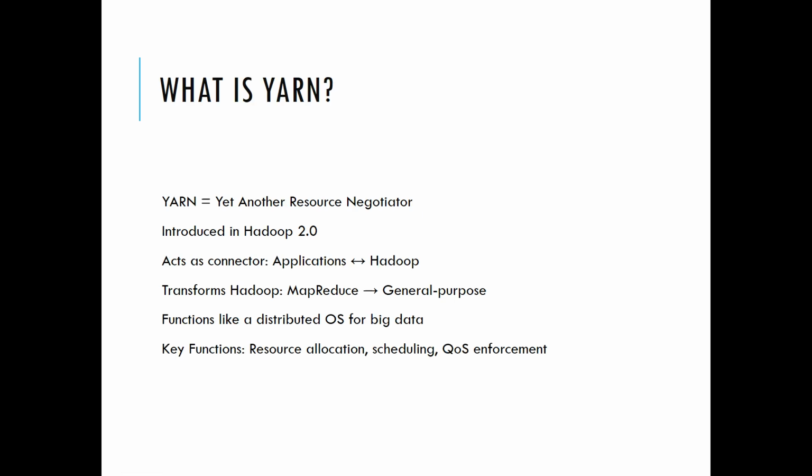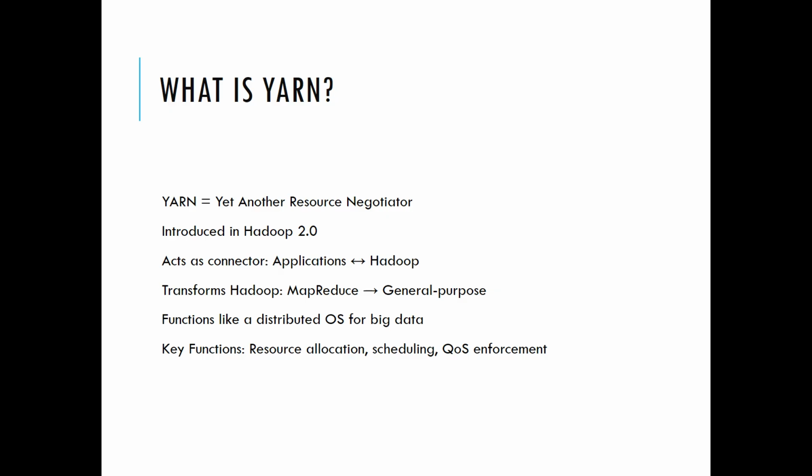Hello and welcome. Today, we will be taking a deep dive into the heart of modern Hadoop, the YARN architecture. This presentation, titled Hadoop YARN Architecture, a complete overview, will provide a comprehensive understanding of yet another resource negotiator. We'll explore what it is, why it was necessary, how it works, and its profound impact on the big data ecosystem. Let's begin. YARN, which stands for Yet Another Resource Negotiator, is a fundamental component introduced in Hadoop 2.0.